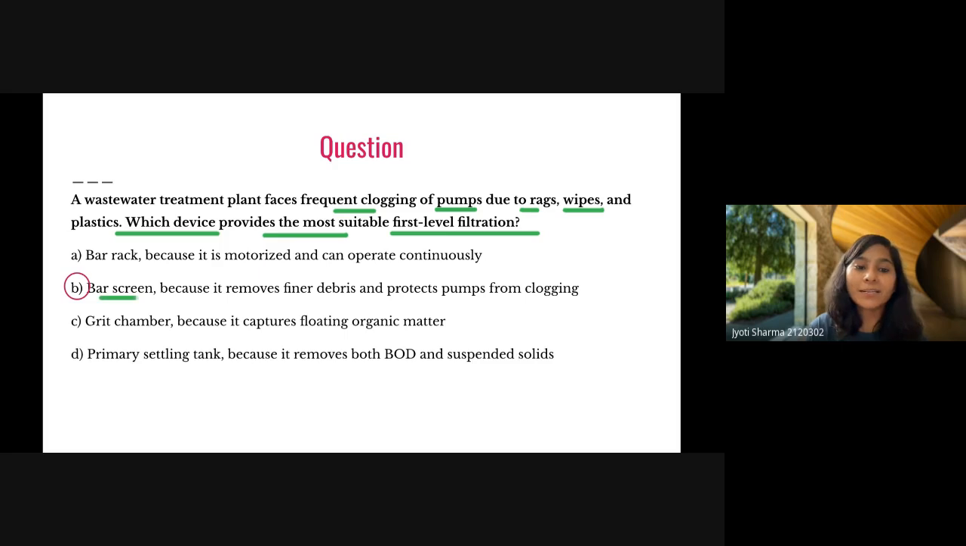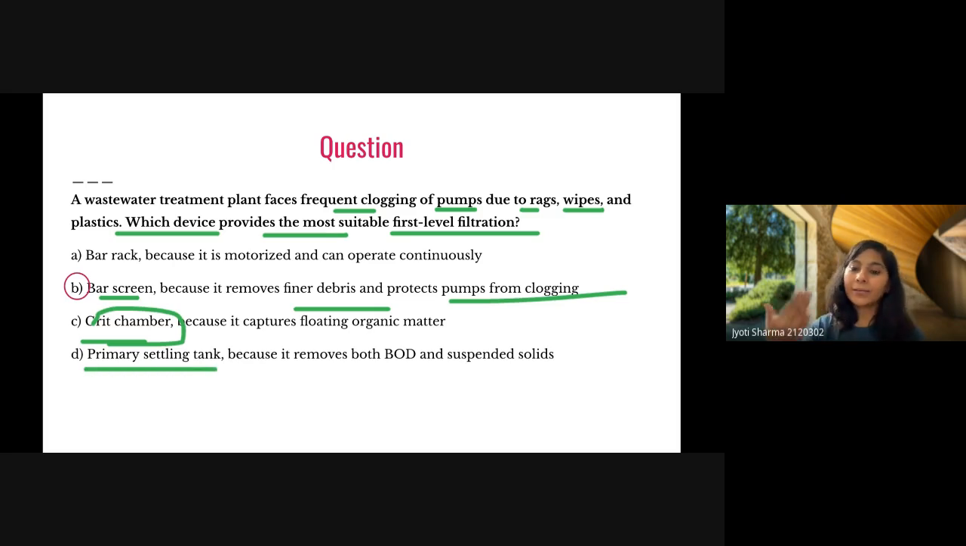So we have the bar screen that will remove finer debris and protect our pumps from clogging. The grit chamber will be used later, but it is not for rags, wipes or plastic. It is for settling out dust or something like that, large particles. And the settling tank is for the further fine particles. So these are the next steps. But bar racks are not much finer. So bar screens will be used so that we can protect our pumps from clogging.